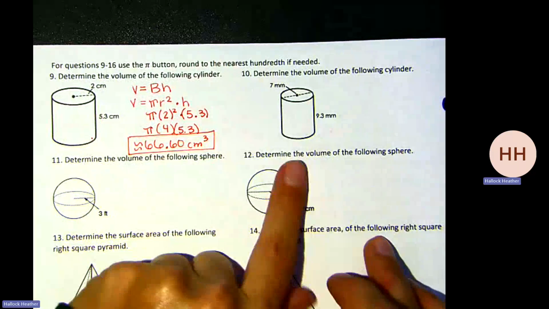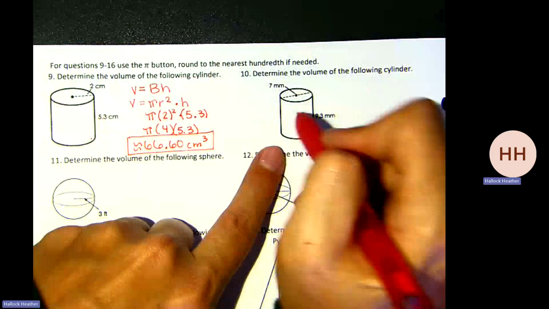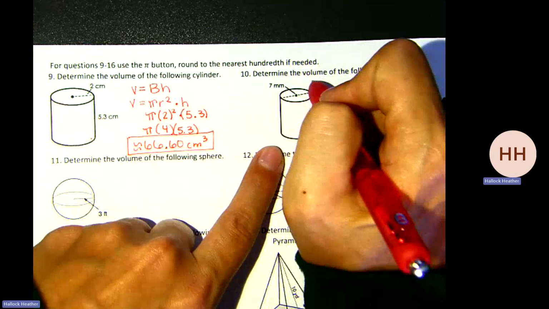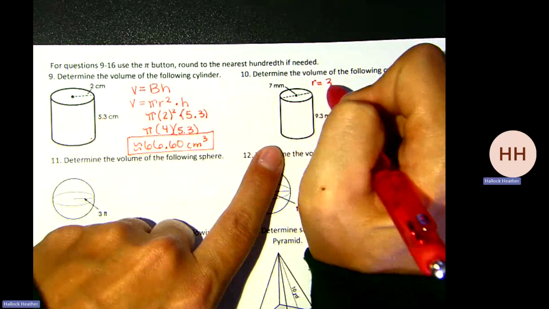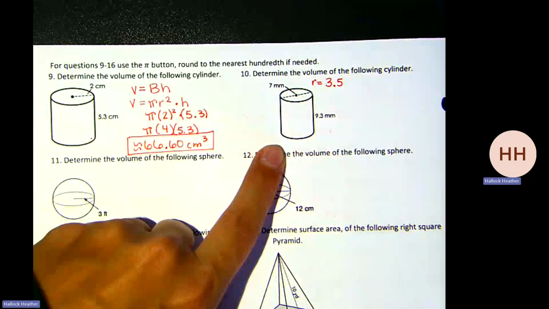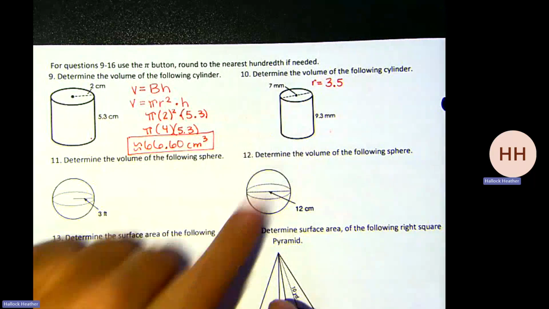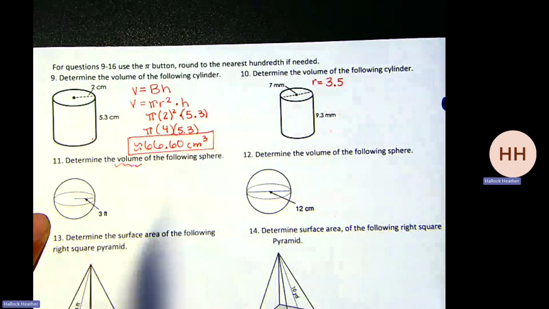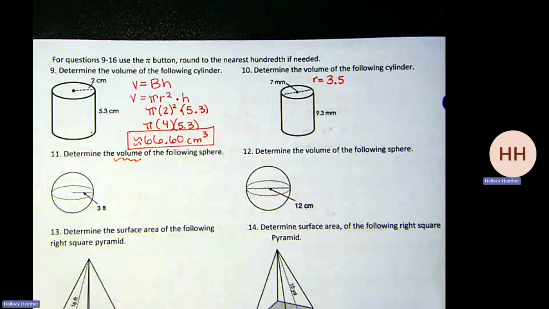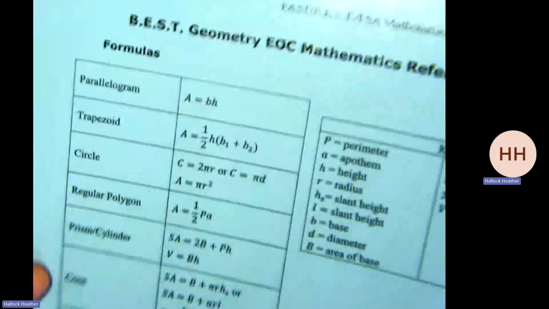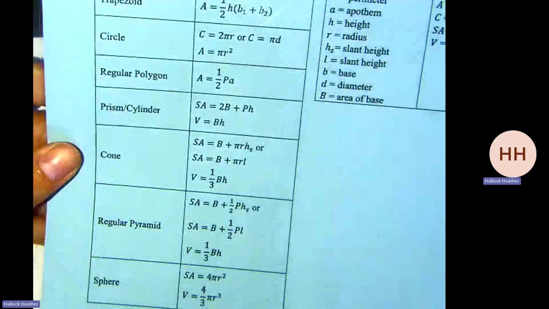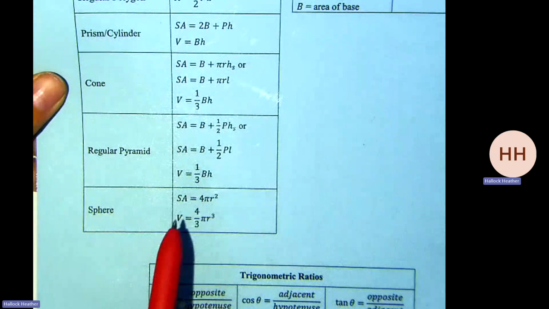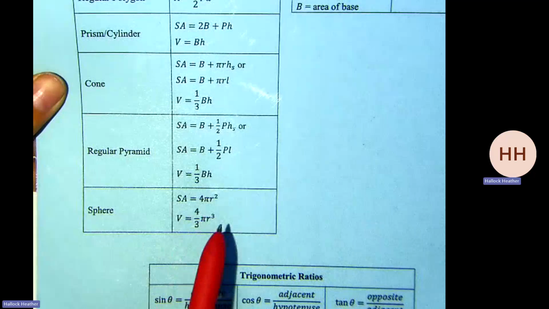When you do number 10, make sure you are careful because they give you the diameter, which is the whole length of 7. So your radius that you're actually going to use is 3.5 because it's half the distance. For a sphere, volume of a sphere, which is a 3-dimensional circle, if I look on my reference sheet, I have spheres right here. I have surface area and I have volume. We're dealing with volume, 4/3 pi r cubed.